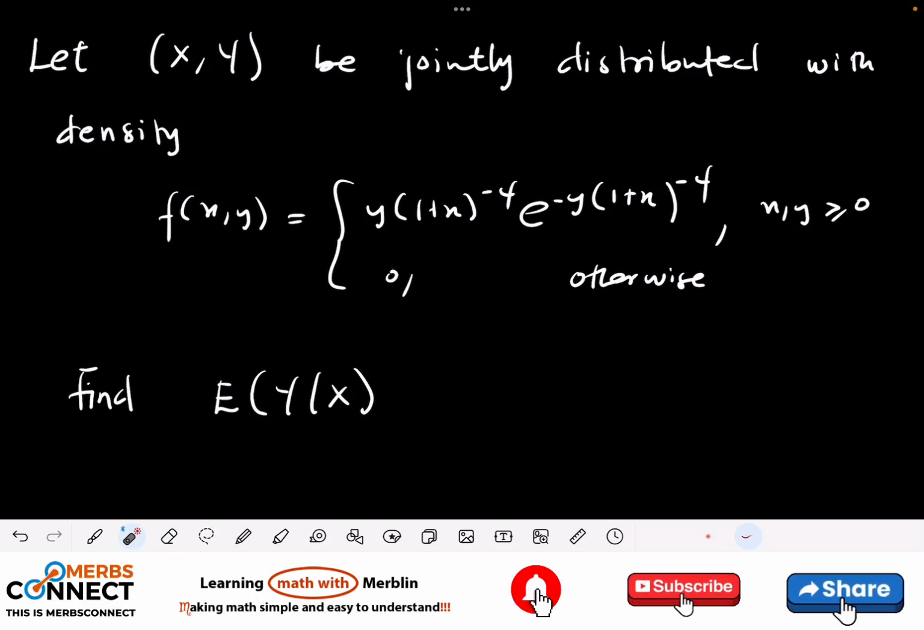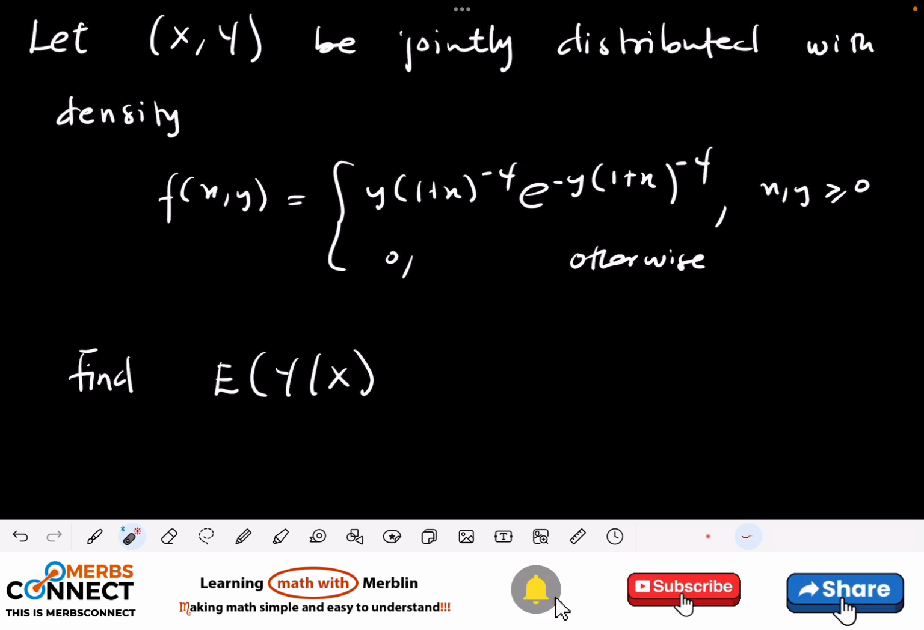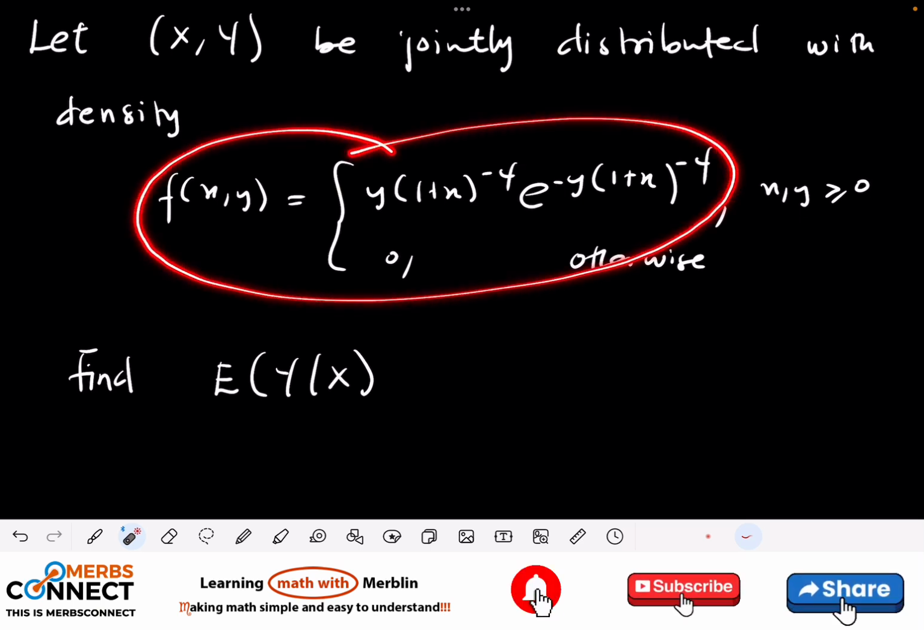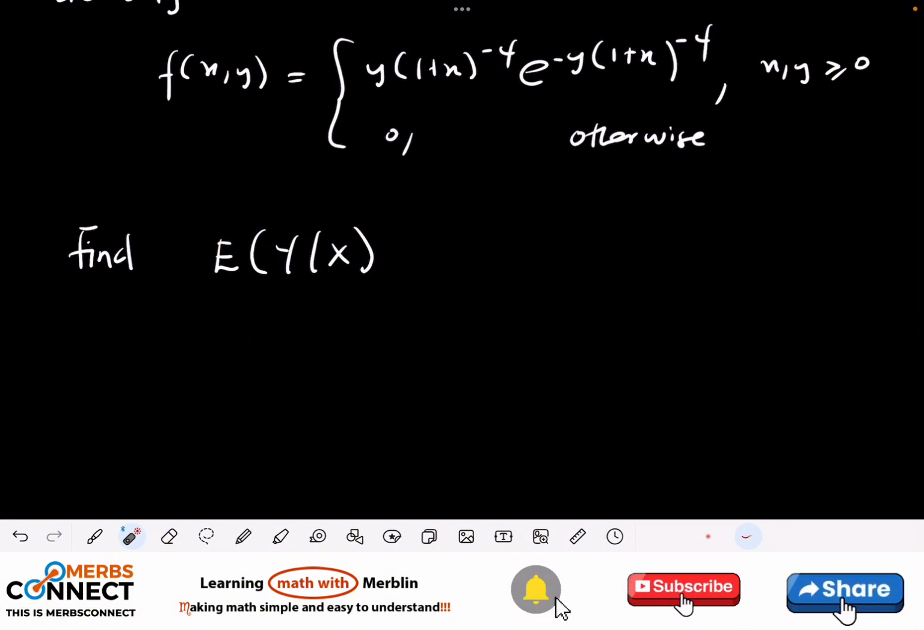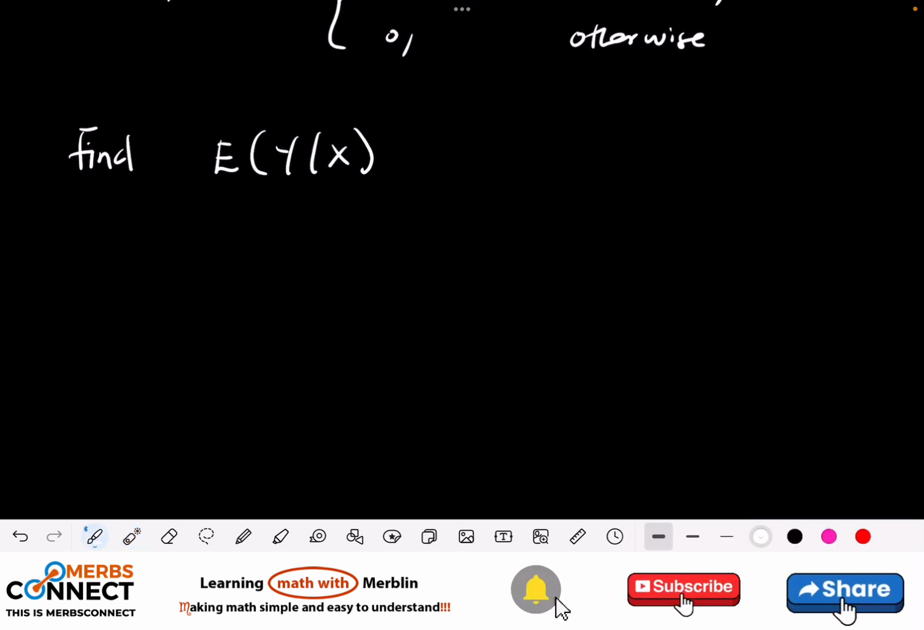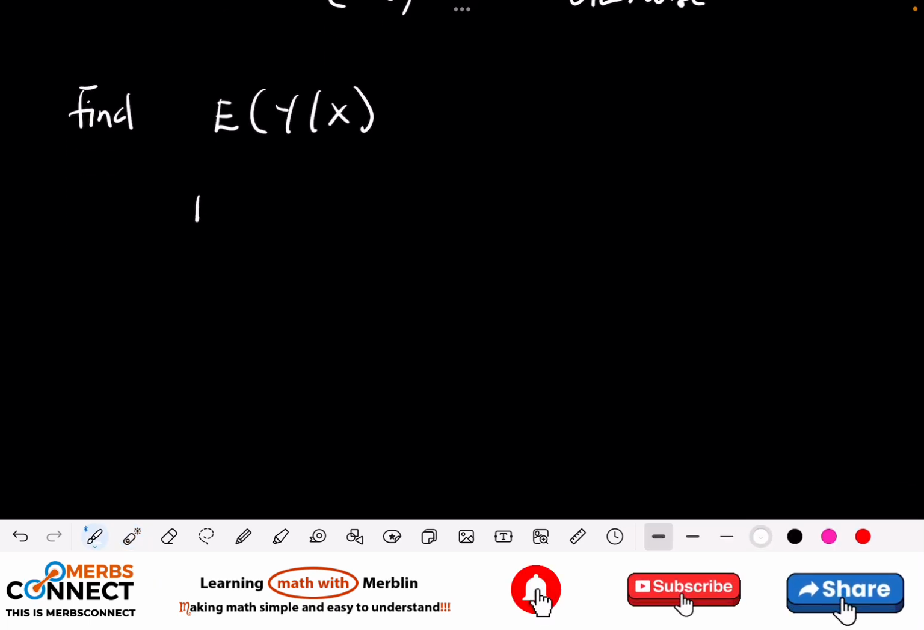And in this video, we are going to look at this example, right? So we have the joint function here, and we want to calculate the expectation of y given x. So this is called the conditional expectation. So what is the formula for finding the conditional expectation? The expectation of y given x is integrating along the y, because our variable of interest is y here.